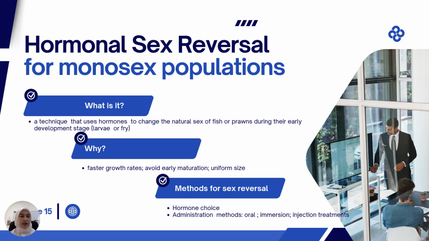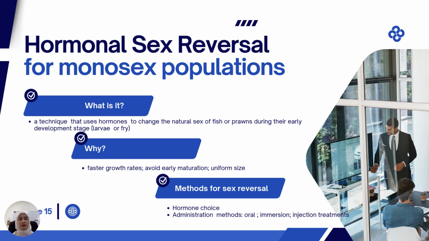All right, so the next one is hormonal sex reversal. This is particularly for the monosex population. It is a technique that uses hormone to change the natural sex of fish, or sometimes we do it in prawn. I could give example of udang galah also. Many people adopt this monosex population because of the differences in size between male and female, and also the benefit in terms of the density that you could use, and in terms of reducing the cannibalism of the species and so on.